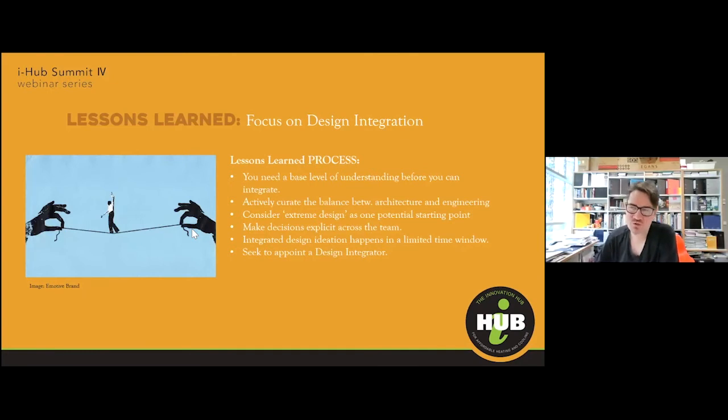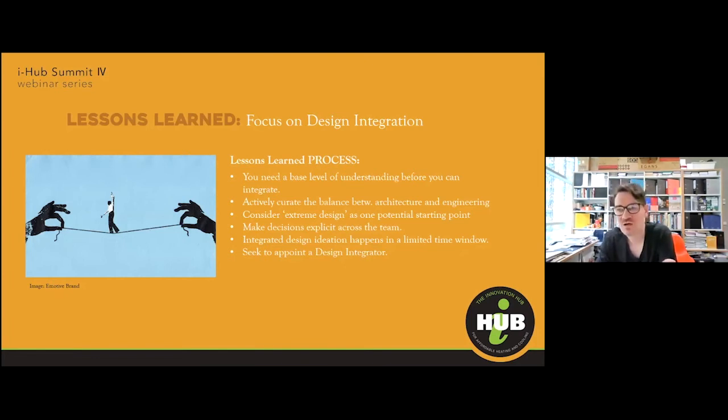Now, in terms of process, and it ties to what I said earlier about the context, really, it is important that we start with educating people and giving them a base level of understanding. Before people can integrate their design ideas with ideas from others, they need to first have a clear understanding what it is that they need to do, but also have a level of understanding of what the others need to do.